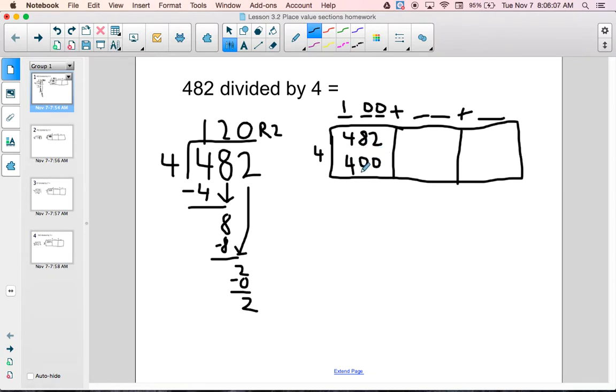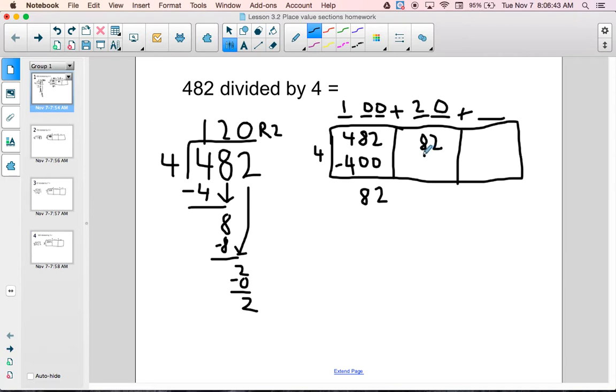And then we subtract. Okay? 2 take away 0 is 2. 8 take away 0 is 8. We bring that up here to the tens column. And we ask ourselves, now, how many tens can I make here? And I like to keep them lined up right under the digits there, so they're together. 4 will go into 82 20 times.